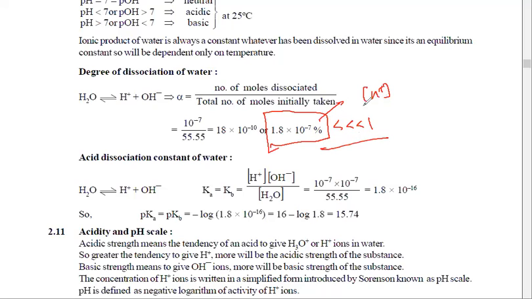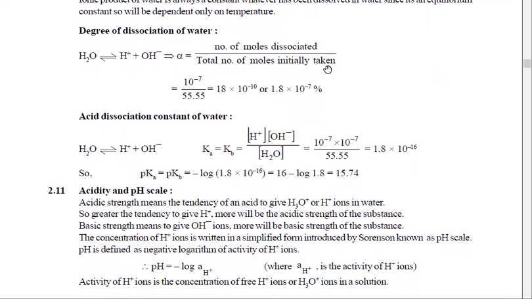But when we can't neglect, when the concentration is in this range, when the concentration is around 10 to the power minus 6, or less than 10 to the power minus 6, then we cannot neglect the concentration of H plus from the solvent. Agree, everyone? Okay, very good.